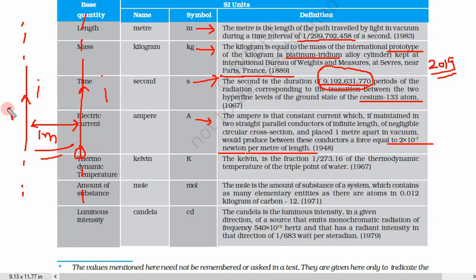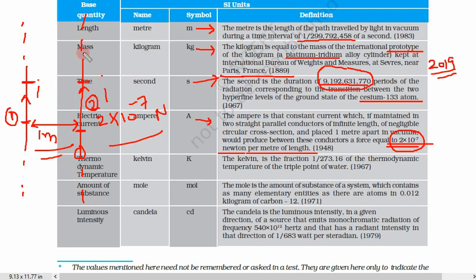Now if this wire 1 applies a force of 2 into 10 to power minus 7 Newton per meter, that means if we take 1 meter length of this wire, 1 meter length of this wire, every 1 meter length of this wire will put a force of 2 into 10 to the power minus 7 Newton on this wire, or we can say wire 2 is putting the same force on this wire, then current in both these wires is 1 ampere. So in this way we define 1 ampere.